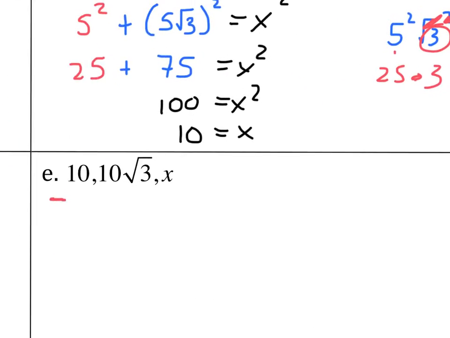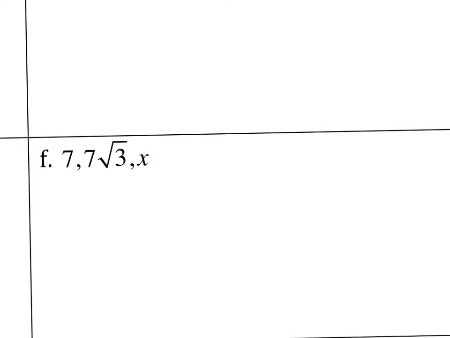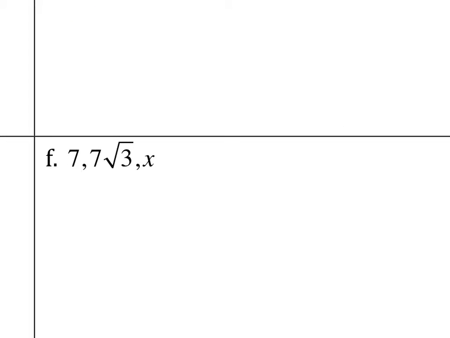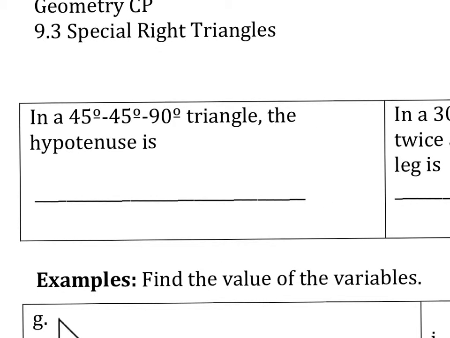So what's the pattern here? 10, 10 radical 3, and 20. In other words, I double that. And lastly, 7, 7 radical 3, and 14 here. And now that we've witnessed the pattern without proving it, we can begin to conjecture what the pattern might be. In a 45-45-90 triangle, the hypotenuse is radical 2 times the size of the leg.